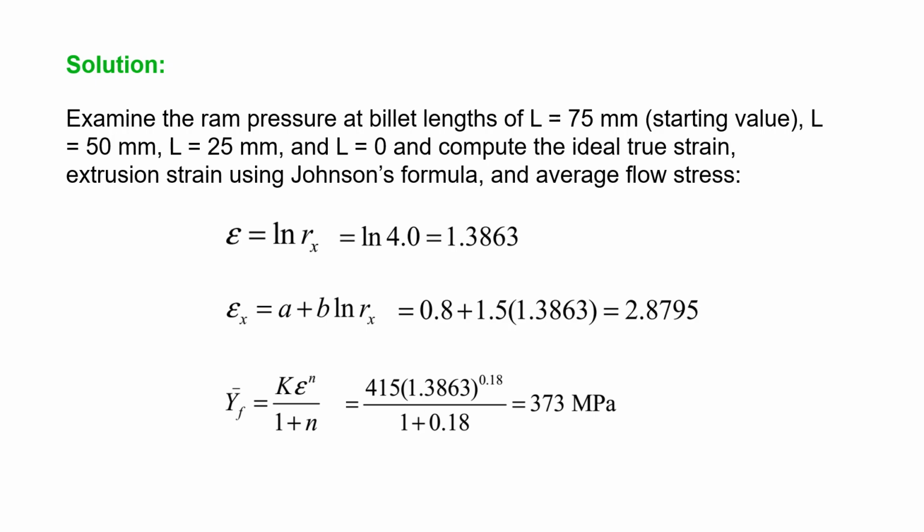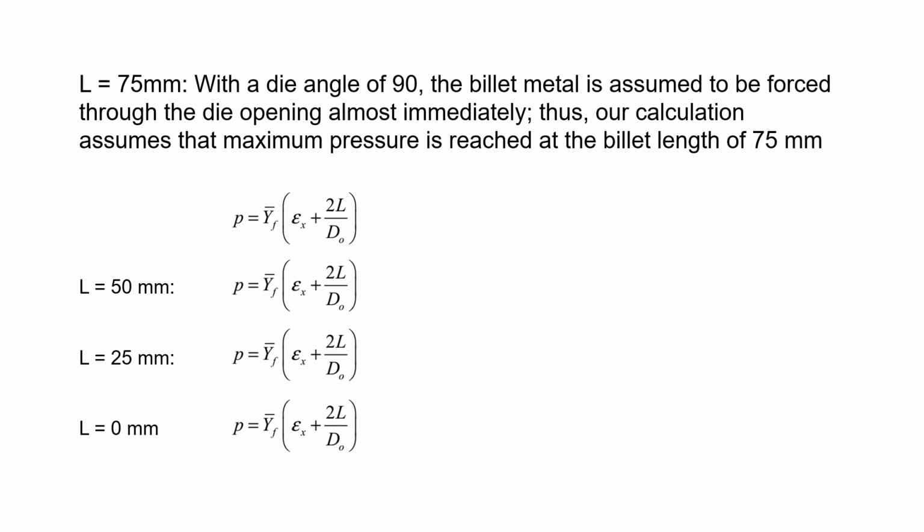Now we know YF, we know epsilon x, and we know L. So now we can apply that to calculate the pressure value. We start first by calculating the pressure. This is a direct extrusion process, so this will be the equation. We can start at L of 75, 50, 25, and 0. Simply by substituting the values, the first one is going to be 3,312 megapascal.